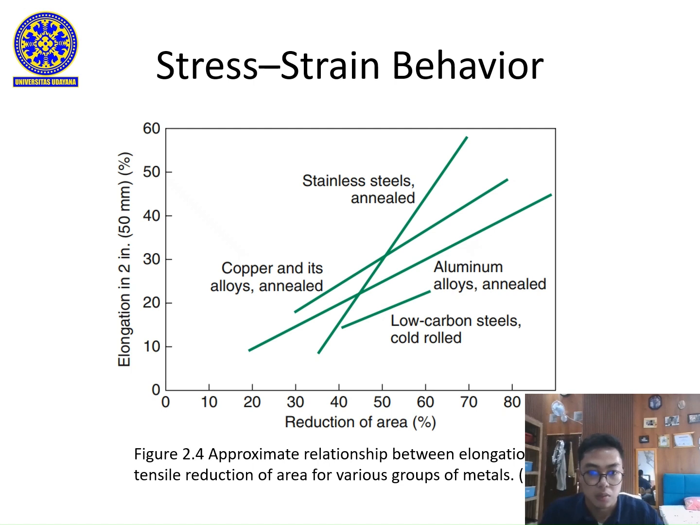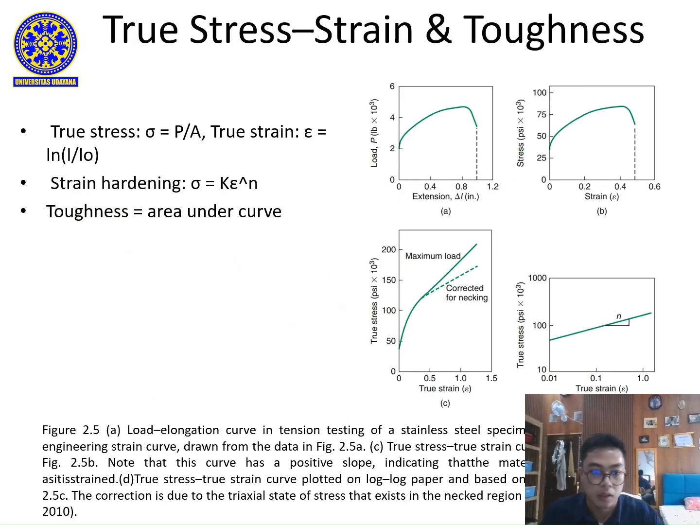Ductility is measured by elongation and reduction of area. As shown in figure 2.4, these values tell us how much a material can deform before breaking. In reality, the cross-sectional area of a specimen decreases as it elongates, so engineering stress is not completely accurate. True stress and true strain are used to describe the actual state of material deformation.